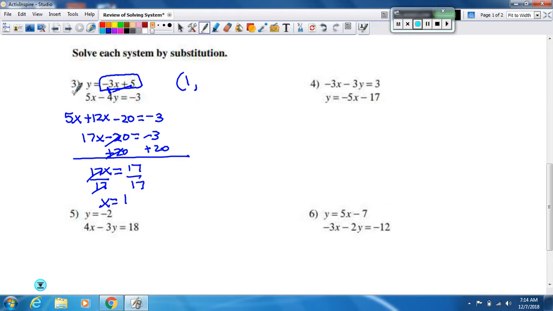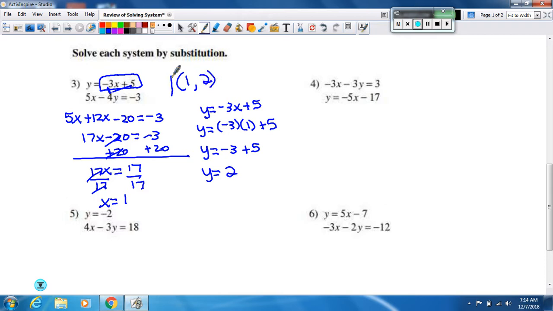So the equation that you had the box around, you're going to copy that down. Y equals negative 3x plus 5. And we know now that x is 1, so I'm going to put that in for x. Negative 3 times 1 plus 5. Well, negative 3 times 1 is negative 3, and if you add 5 to that, you get 2. So 1, 2 is the answer for that one.